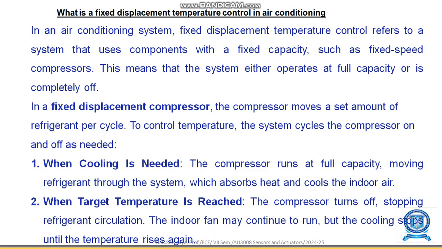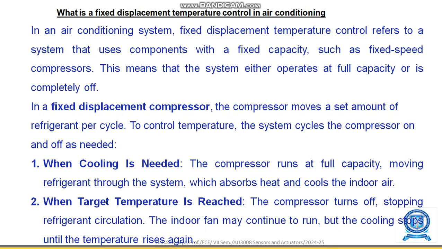Next, what is the fixed displacement temperature control in the air conditioning? In an air conditioning system, fixed displacement temperature control refers to a system that uses components with a fixed capacity, such as a fixed speed compressor. This means that the system either operates at full capacity or is completely off. In a fixed displacement compressor, the compressor moves a set amount of refrigerant per cycle to control temperature. The system cycles the compressor on and off as needed.